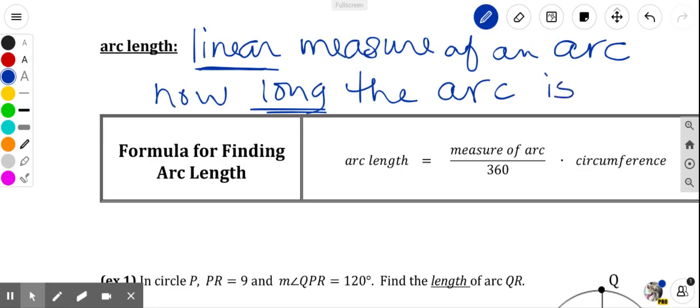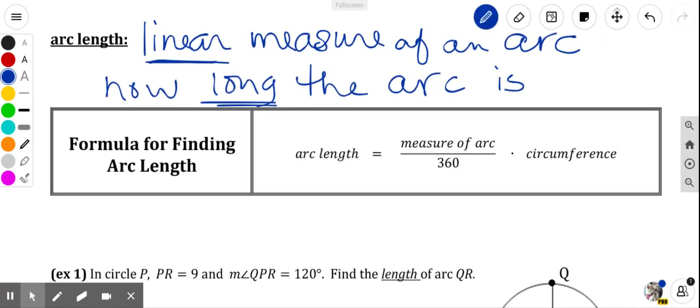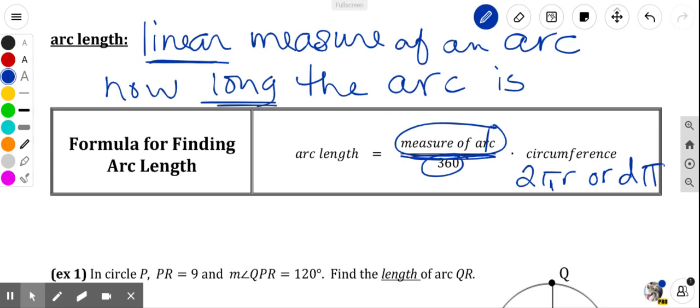Here's the formula. To find arc length, you take the measure of the arc in degrees over 360, and then you multiply by the circumference. Remember, for the circumference, it's either 2 times pi times the radius, or it's diameter times pi. I usually use diameter times pi, but it really doesn't matter which one you use.